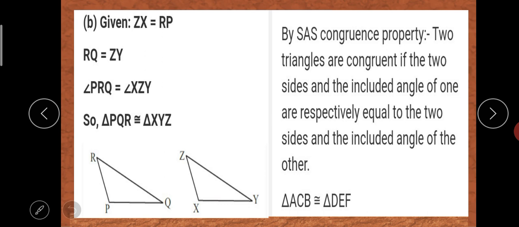Next see what is given here. ZX equals to what? RP. So just see, ZX is equal to RP. Then next one, see RQ. This one is RQ. The second side is equal to ZY. Okay. Then the third one, what is given here? Angle PQR. So PQR means the angle is formed where? Here it is. Okay, on Q.